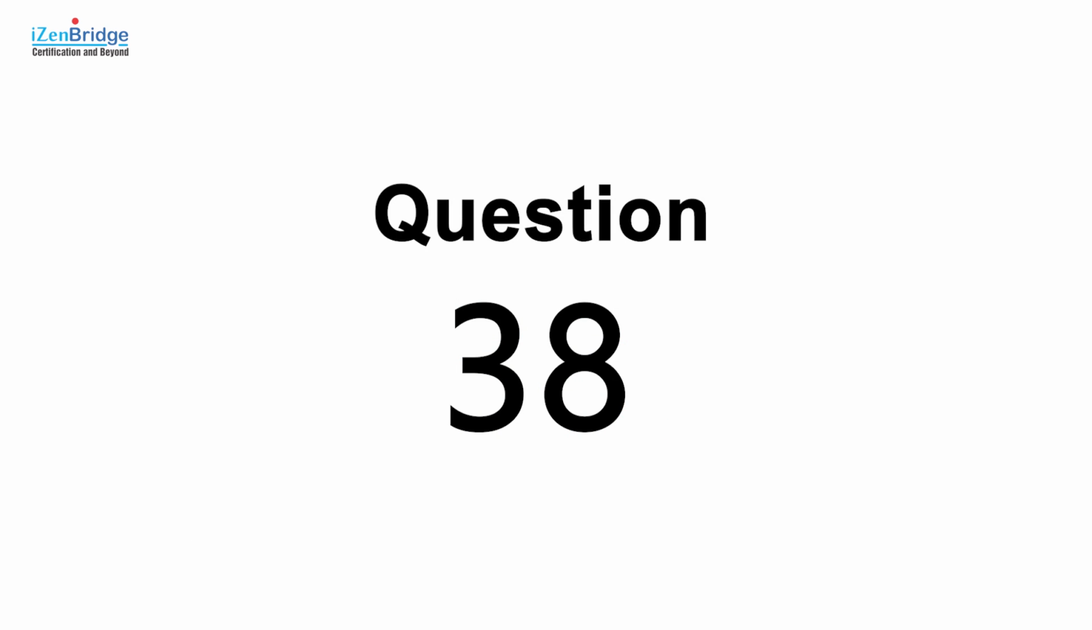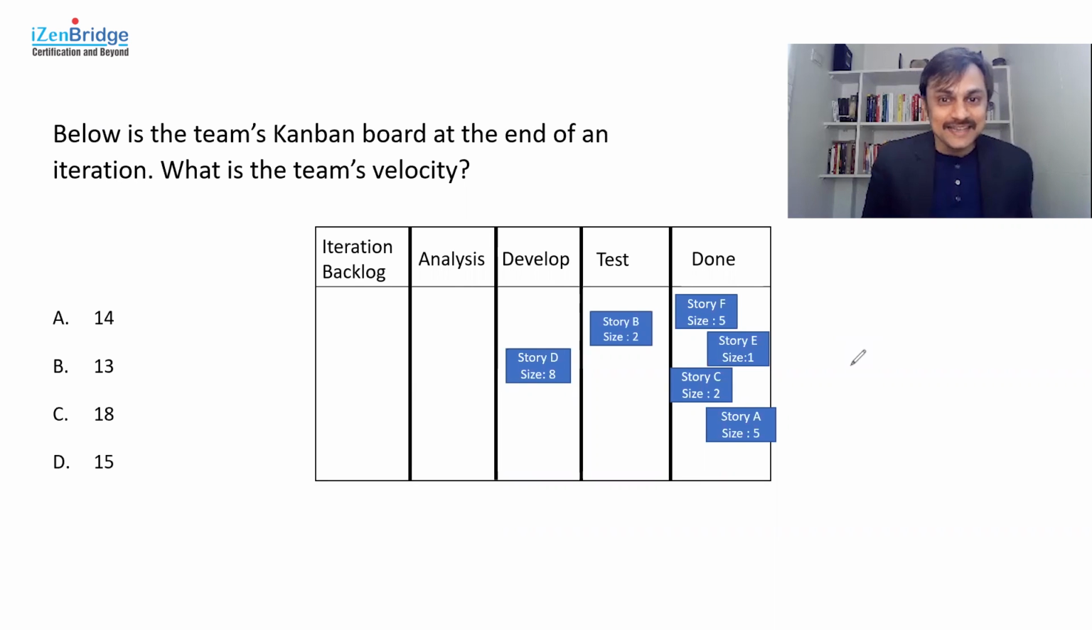Question 38. Below is the team's Kanban board. At the end of an iteration, what is the team's velocity? Calculate velocity based on what you see on the Kanban board. You may get questions on calculating velocity in different formats. Sometimes in text it is mentioned, this is the case, what is the velocity? Sometimes in the form of a Kanban board, this is the case, what is the velocity? I let you figure it out and then we talk. You can pause and think about this particular board.